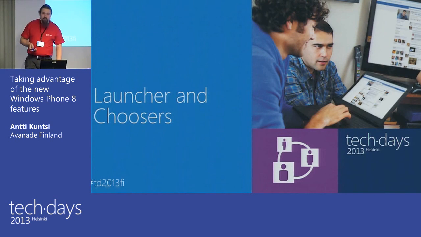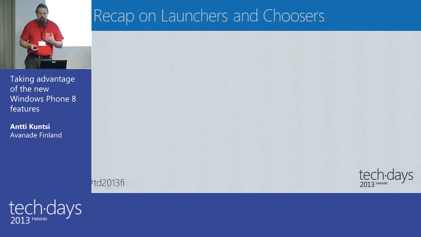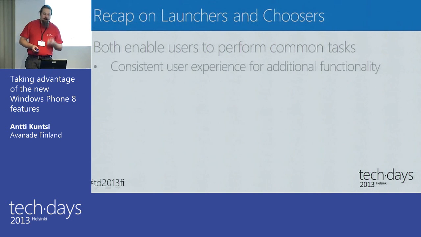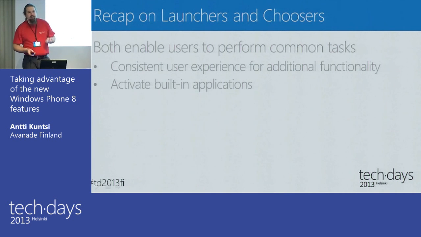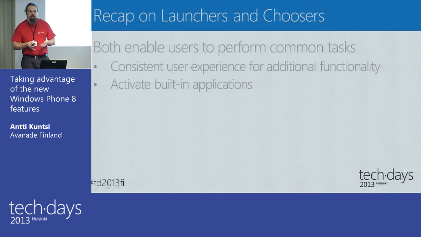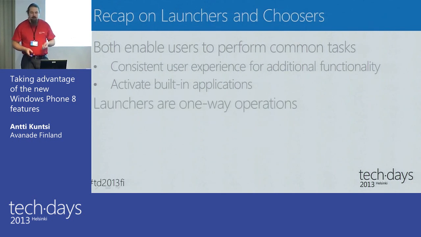So starting with launchers and choosers. A recap from Windows Phone 7 is that you can use launchers and choosers to perform common tasks. So you get an integrated experience and consistent functionality across the device. And you're activating the built-in applications for doing things like email, or sending messages, saving contacts. Launchers are one-way operations, so you send something to be done by the user, and you're not interested really in what happens with the user.